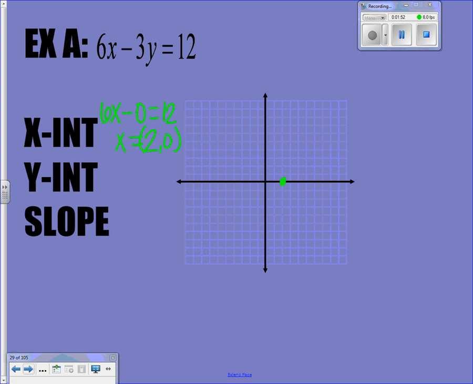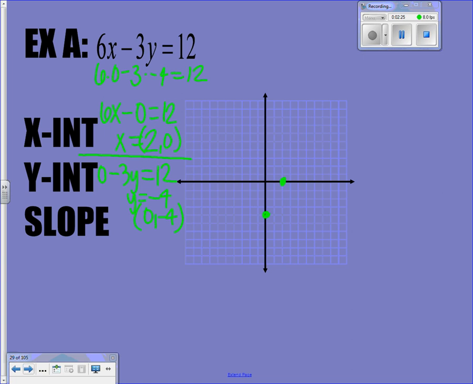The y-intercept is the opposite. This time I'm solving for y. So I'm going to have 0 minus 3y equals 12. So y here would equal negative 4 because I would divide each side by negative 3 to get negative 4. So then you would hopefully see that that would be the ordered pair 0, negative 4. So 0, negative 4 is down here. Again, that should make sense. If I go 6 times 0 minus 3 times negative 4, that should equal 12.